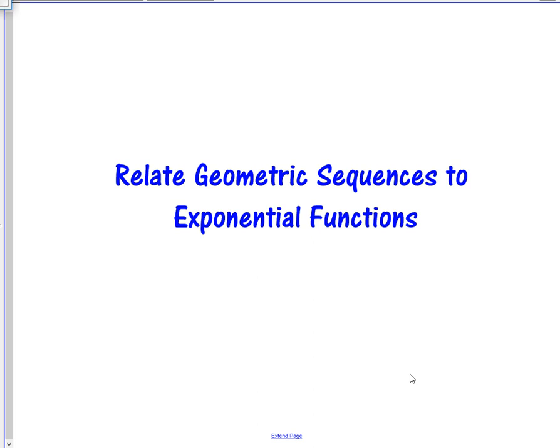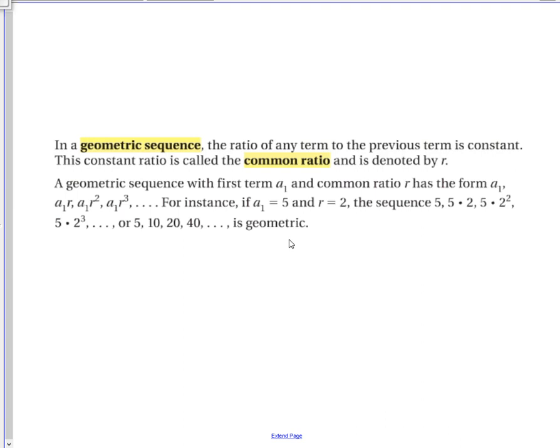Welcome to the lesson on relating geometric sequences to exponential functions. First, we need to know what a geometric sequence is. A geometric sequence is one where the ratio of any term to the previous term is a constant. This constant ratio is called the common ratio and is usually shown as R.